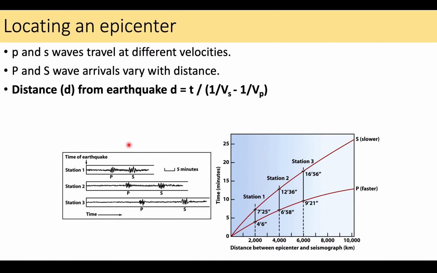Then all we do is take our stations 1, 2, and 3. Let's say we have 3 seismograph stations with 3 different seismograms, and we will measure the difference in arrival time from the P wave to the S wave. Then we can plot where that difference falls on this graph. The difference between the P wave and the S wave is going to correspond with the distance that the earthquake's focus is from that station.